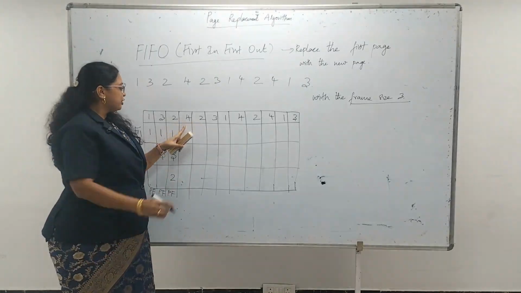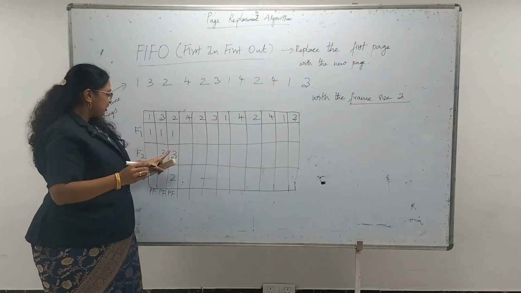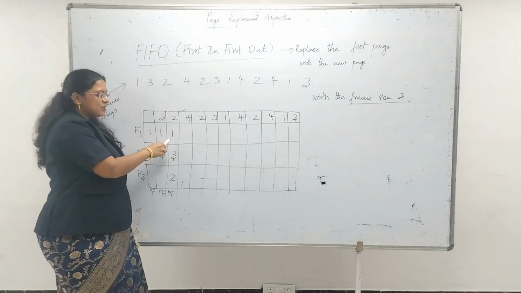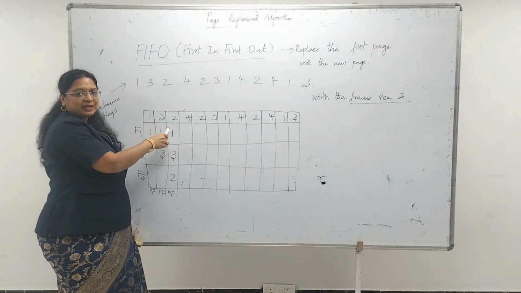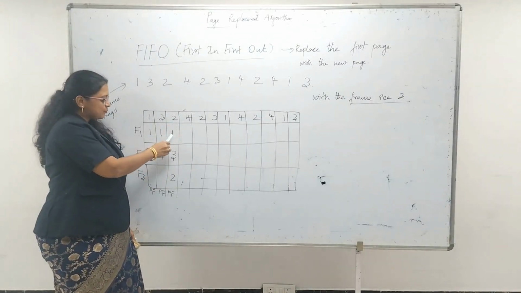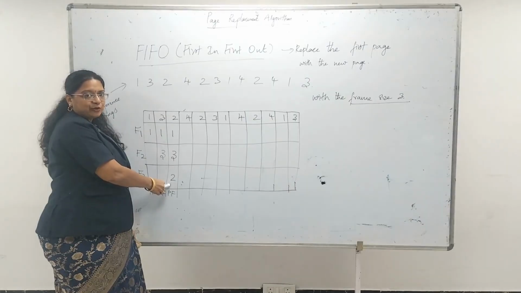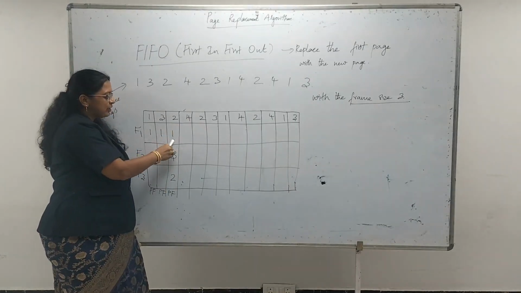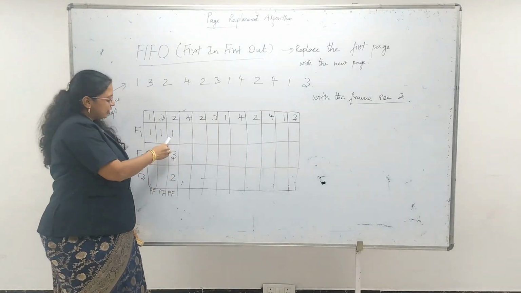Now next you are going to insert 4. Search whether your required page 4 is already present in your frame or not. That is 1, 3, 2. There is no 4. So you are going to insert this 4 in your frame.